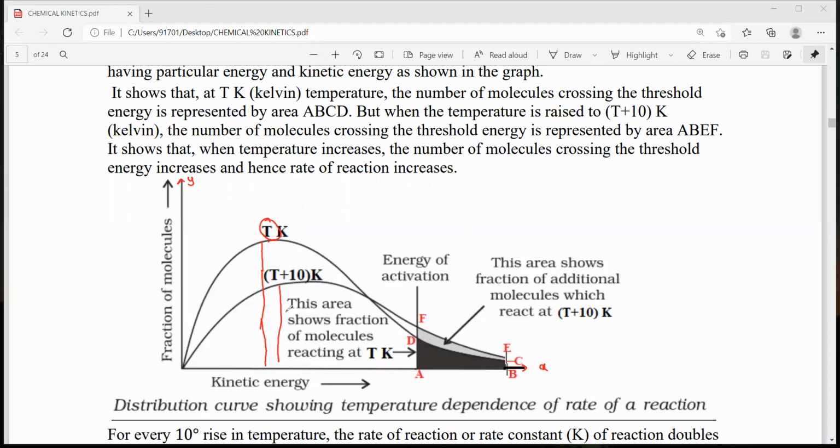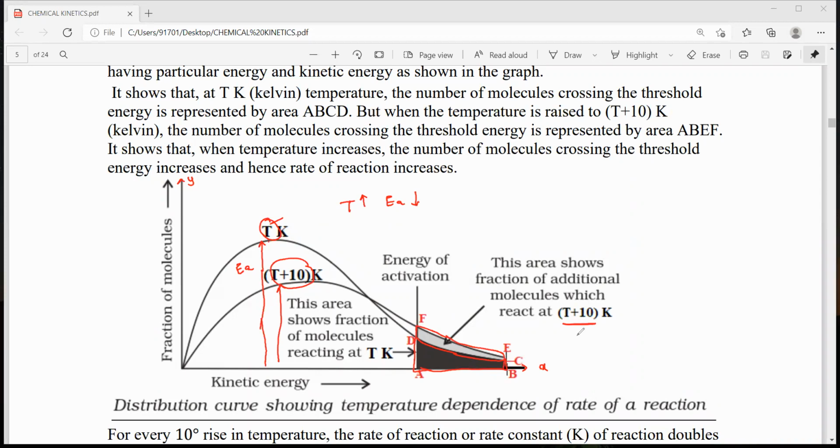This height is called activation energy. Okay, dear students. Now at T Kelvin's temperature, the fraction of molecules, this area, is showing the activated molecules ready to form products. If this temperature increases, then the activation energy will decrease, and more molecules will get activated, meaning the activated molecules area will increase. This is the extra area of molecules activated at T plus 10 Kelvin's temperature.